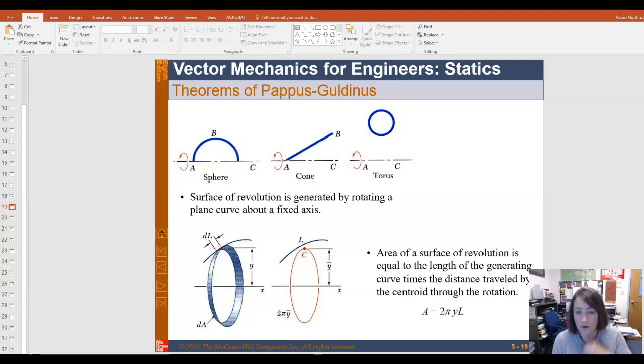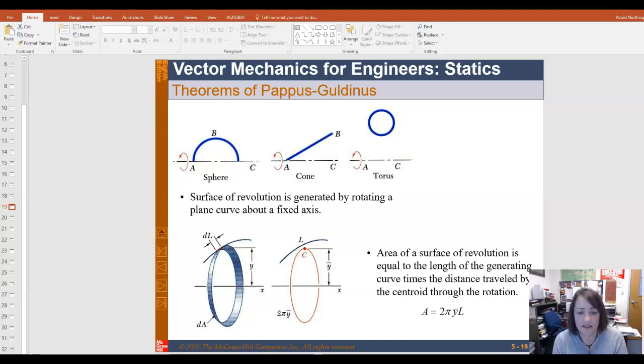So the PowerPoints that we're going to cover today are 19 through 26, and I will post the complete chapter 5 PowerPoints onto our Moodle site. So anyway, the Theorem of Pappus-Guldinus talks about using a centroid for a particular application.